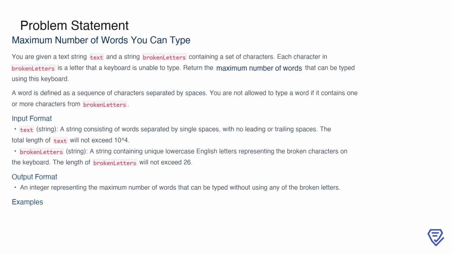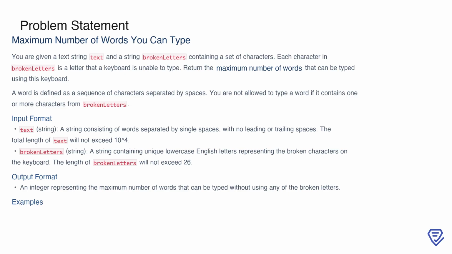Let's dive in. In this problem, we're tasked with determining the maximum number of words that can be typed given a specific constraint. You're provided with two inputs, a string called text and another string called broken letters. The text string contains words separated by single spaces, and the broken letters string represents the letters on a keyboard that are broken and can't be used for typing. The goal is to figure out how many words in the text can be typed without using any of the characters listed in broken letters.